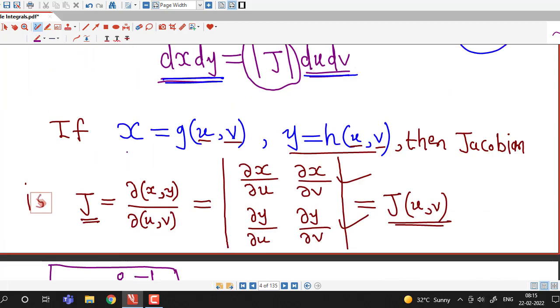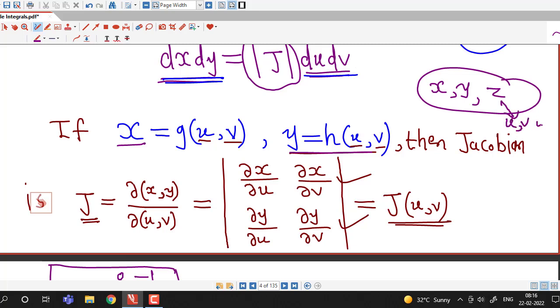We can have x and y as functions of 3 variables also. In that case the dependent variables are 3, x, y, z, and x, y, z can be functions of 3 independent variables u, v and w. So we can evaluate the Jacobian of x, y, z with respect to u, v, w also, and that will be a determinant of order 3.